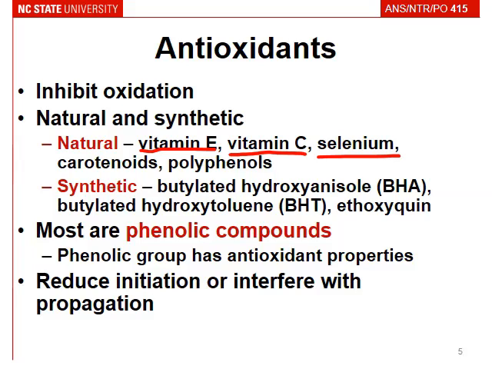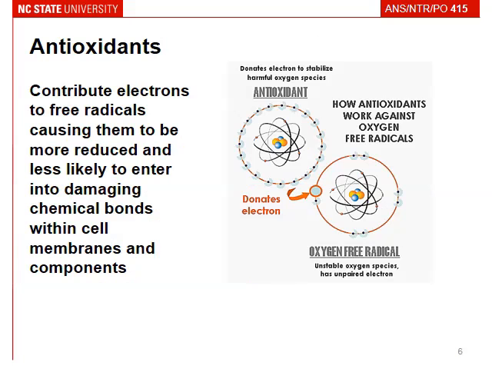What are some of the main properties of our antioxidants? Most have a phenolic compound. So our phenolic group has an antioxidant property, and they are working because they are reducing initiation or they interfere with propagation. So that's how our antioxidants are working. So how do they actually work?